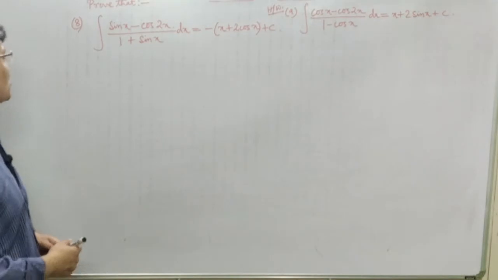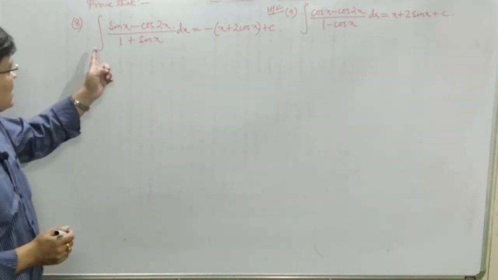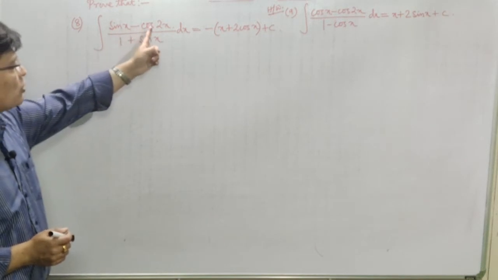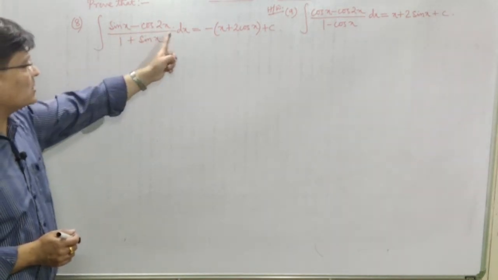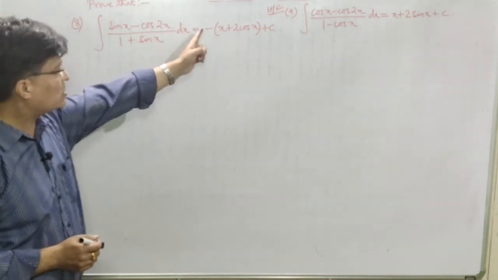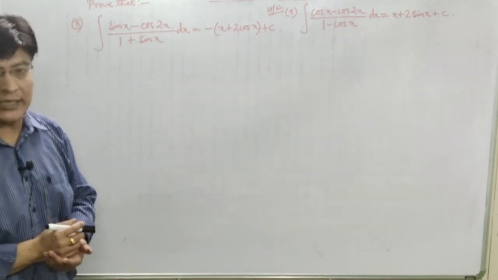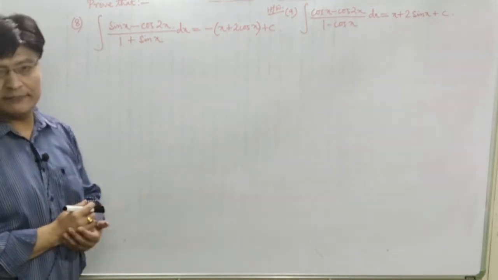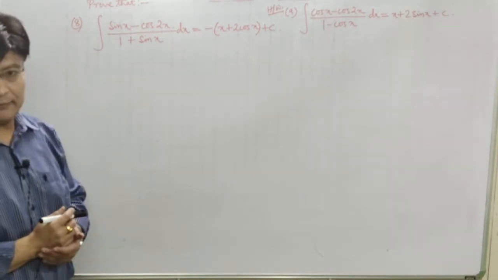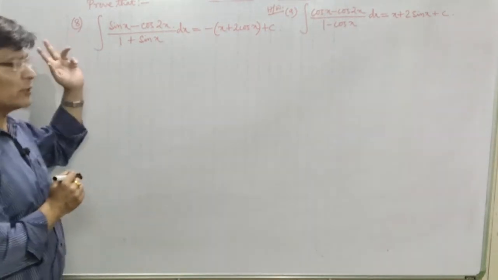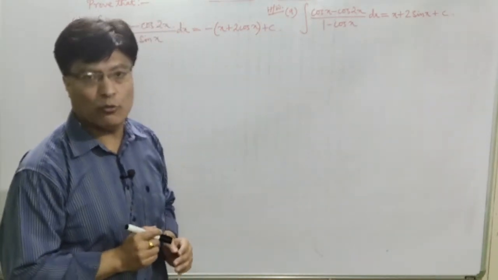Now we'll do the next question, that is question number 8. You have to prove that integration of sin x minus cos 2x divided by 1 plus sin x dx is equal to minus within bracket x plus 2 cos x, bracket close, plus c. Prove this result, LHS is equal to RHS. So similarly you can do number 9. So let's do this question number 8. Then you can do this question number 9 as your homework.